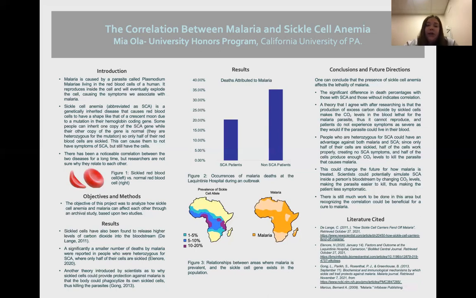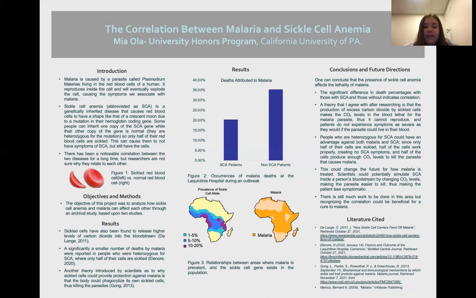So in recent years, there have been a lot more studies and research about how they correlate and how they're related to each other. So that's what I did. I examined some of the research that has been out, and I correlated it with each other, and I started to find why malaria and sickle cell anemia could be related.